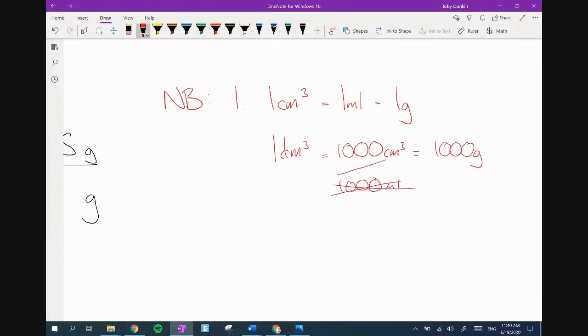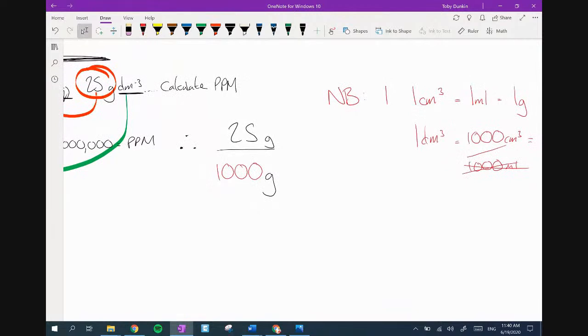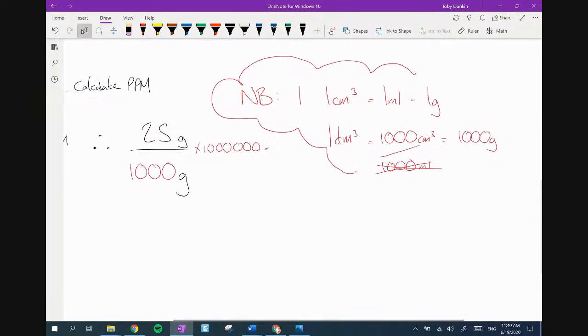And there's my unit. So I now have to translate the per liter into per 1,000 grams. Now I times it by a million, and I end up with my final parts per million. That needs to be in a bubble, because it is important. We'll do more of these in a minute.